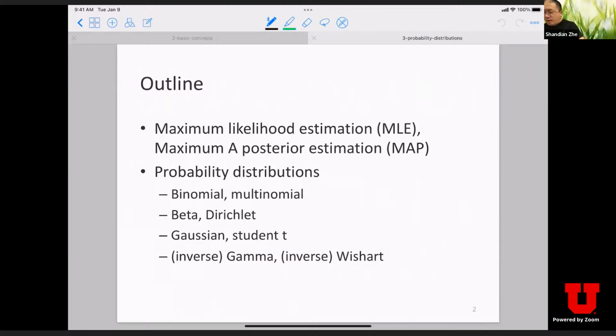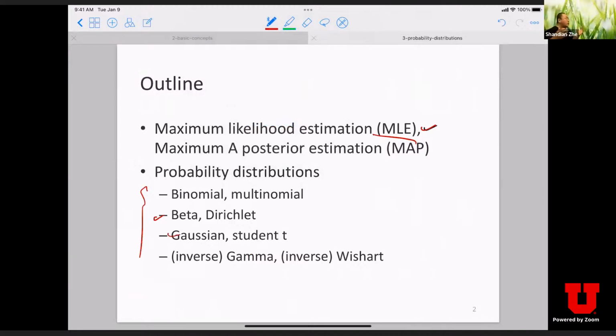So here's the outline. We're going to quickly review what maximum likelihood estimation is, and what maximum a posteriori estimation is. I believe most of you have heard this before. Then we're going to go through a bunch of probability distributions. Some you might have seen before, like the binomial distribution, multinomial distribution, and Bernoulli distribution. But some of them you might have never heard of, like the beta distribution and the Dirichlet distribution. And the Gaussian distribution.